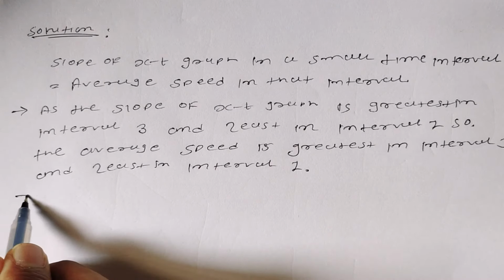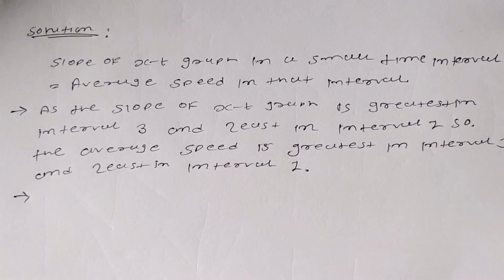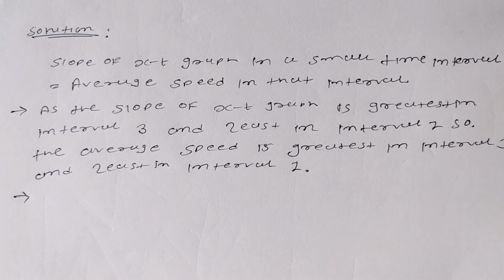We know that if a slope is inclined upward then velocity is positive, and if it is inclined downward then velocity is negative. So here you can see that the slope of the xt graph in the first and second interval is inclined upward. Okay, so what will the velocity be in this?